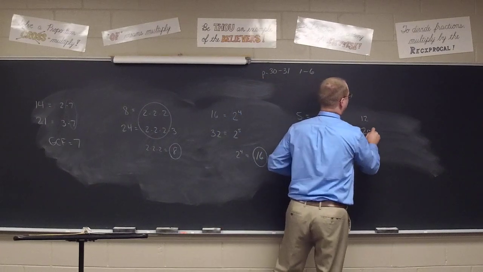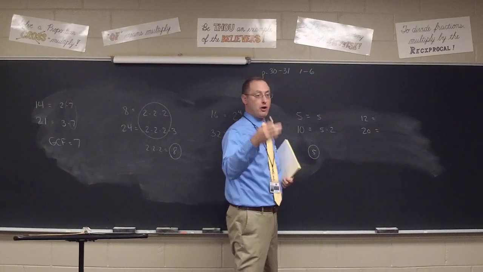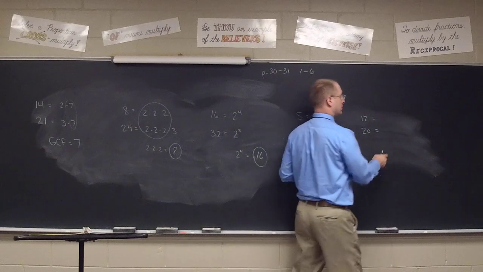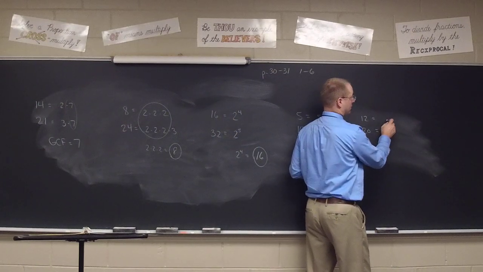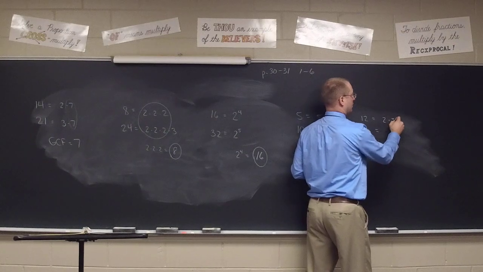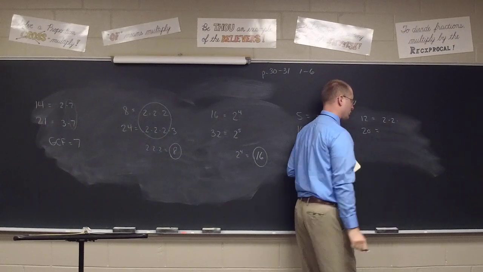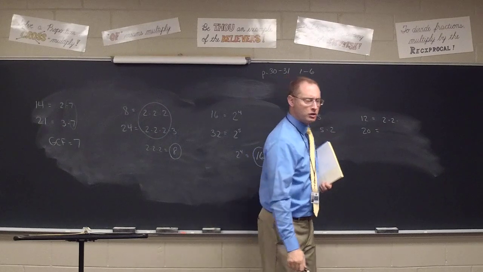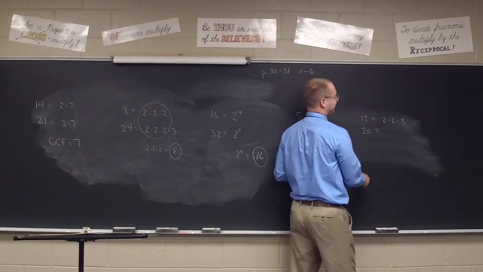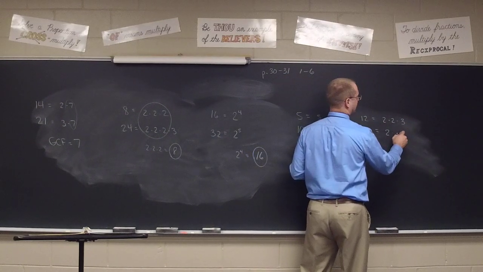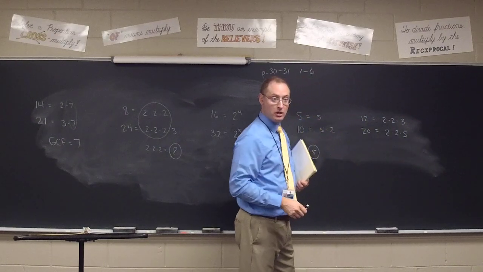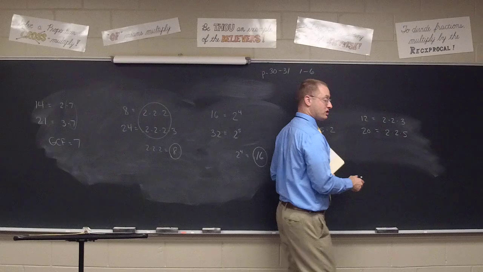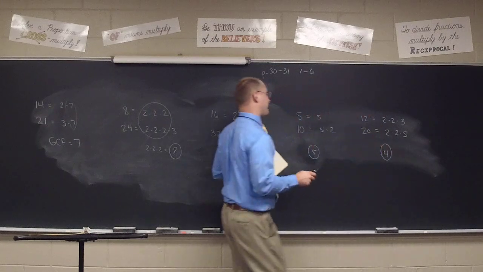For 12 and 20, what are the prime factors of 12, Michael? 2, 2, 3. And then for 20? 2, 2, and 5. All right, so what do they have in common? 2 and 2, which is 4. That's our greatest common factor.